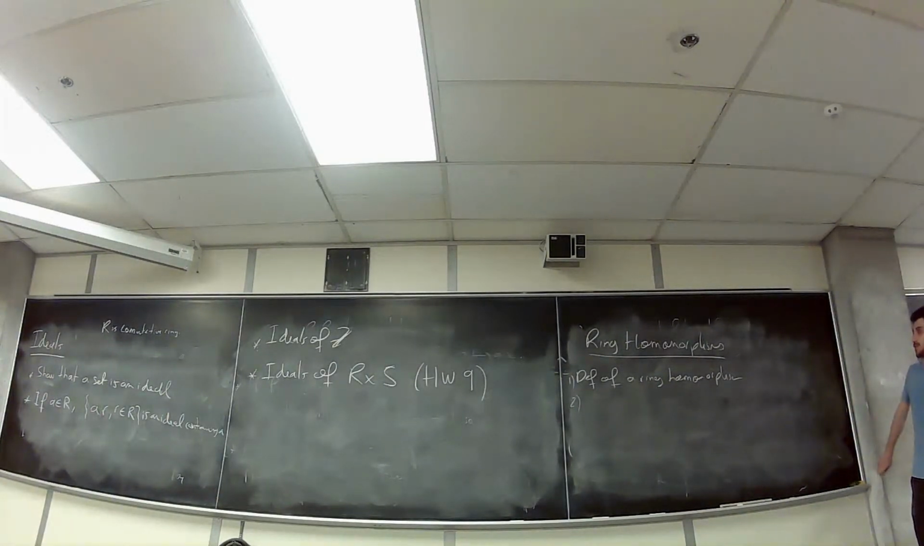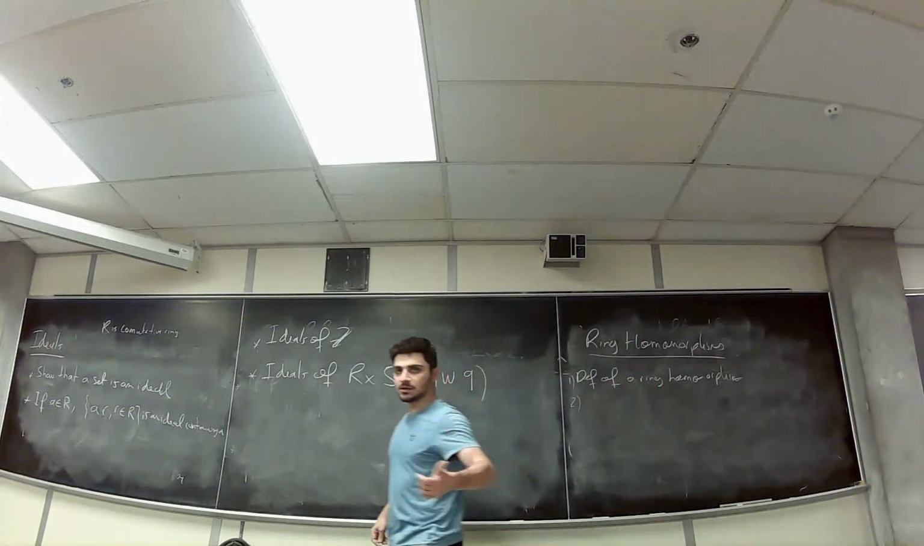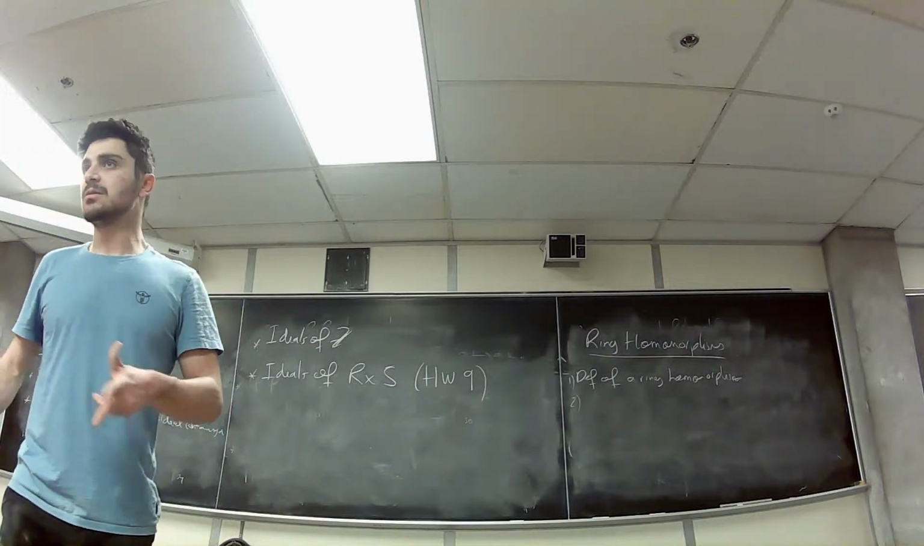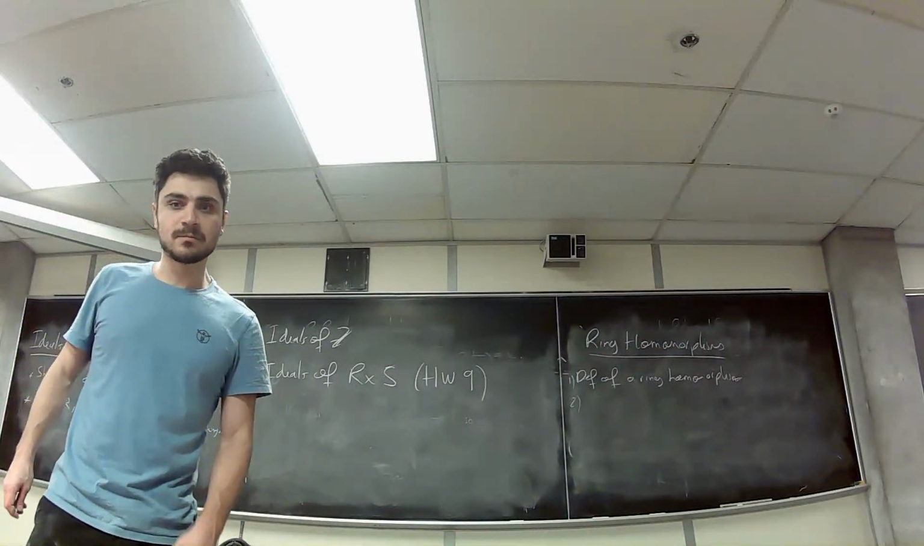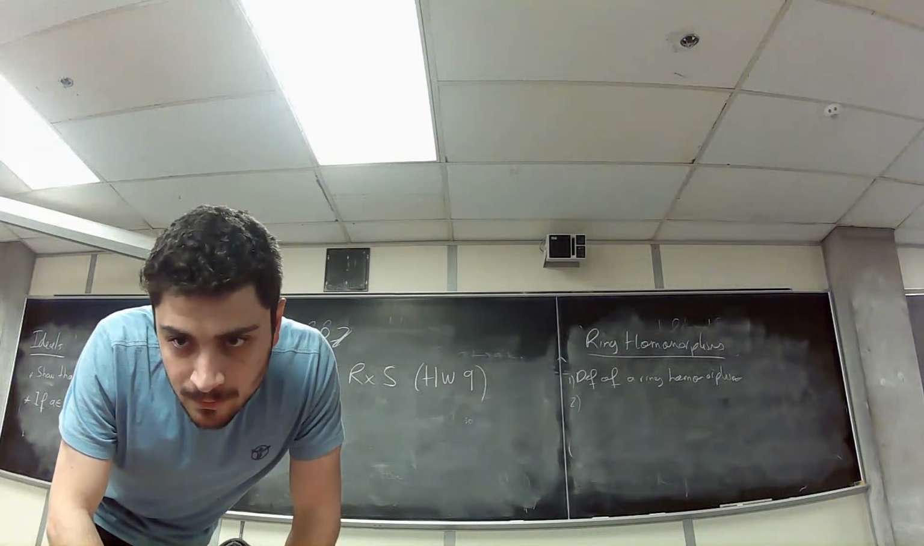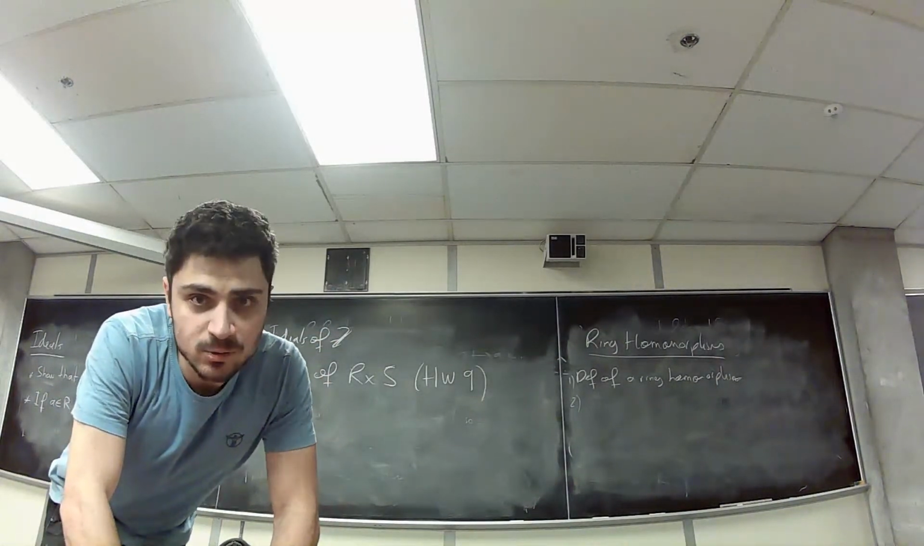Okay, so the definition for ring homomorphism. What is the definition? It's a group homomorphism. Phi of 1 must go to 1, and phi of xy must be equal to phi of x times phi of y, right? Okay. This we have to know.